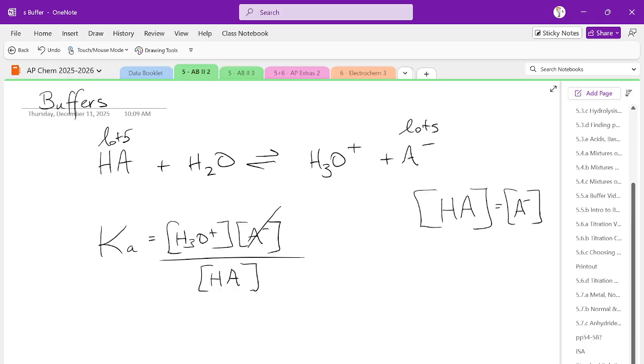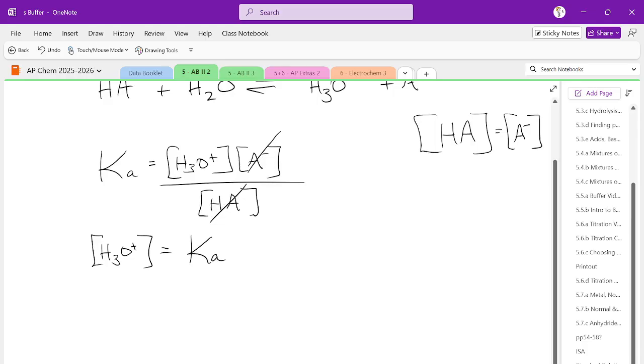And if that's the case, then Ka is equal to H3O+. So more to the point, the concentration of hydrogen is going to be equal to the value of Ka. And so the pH of the buffer will be equal to pKa. So far, so good?